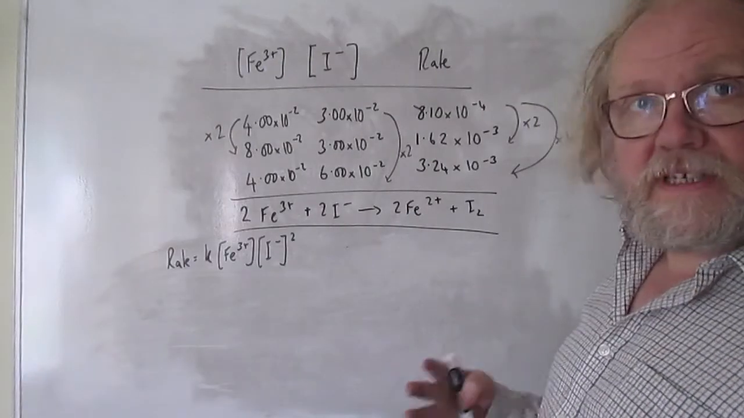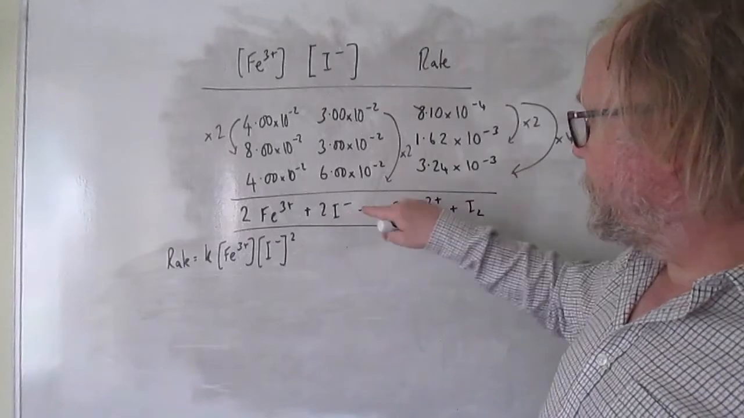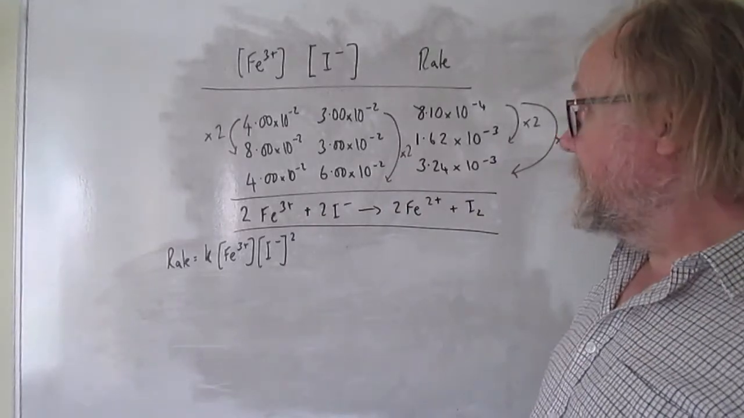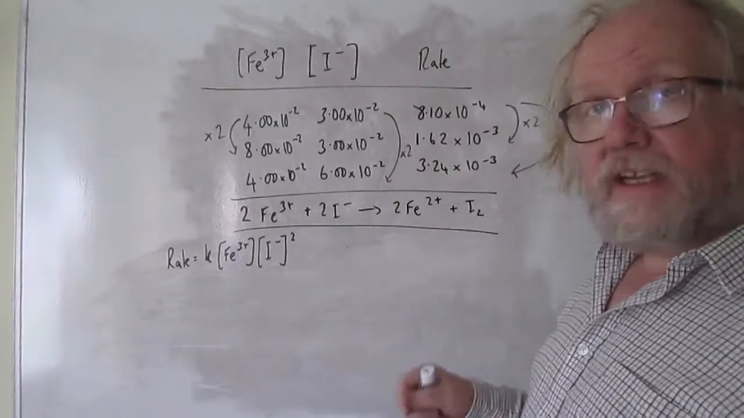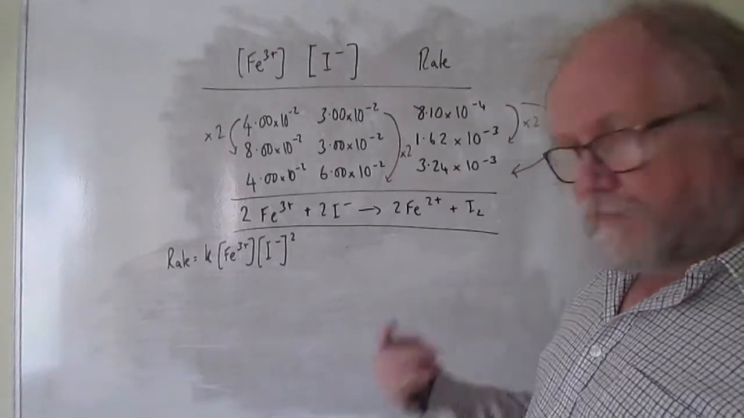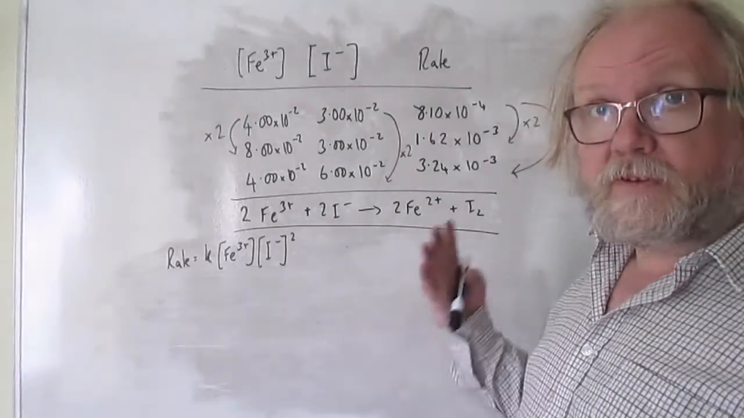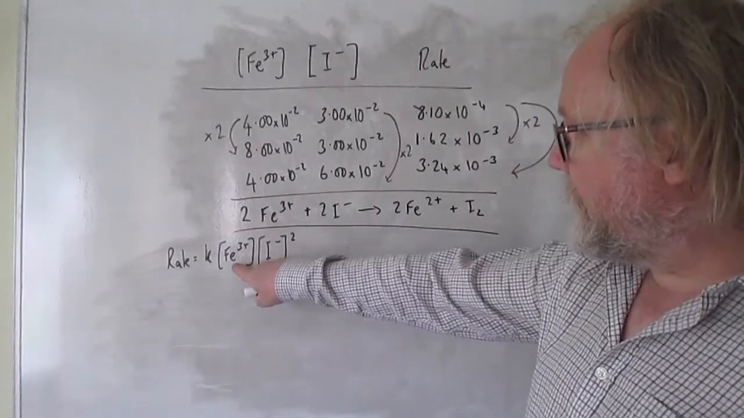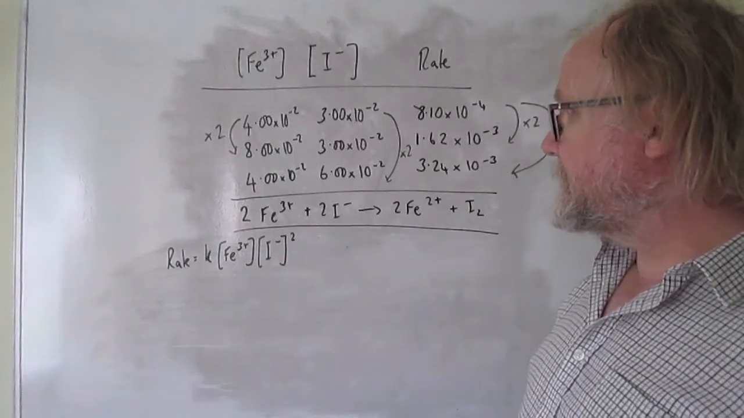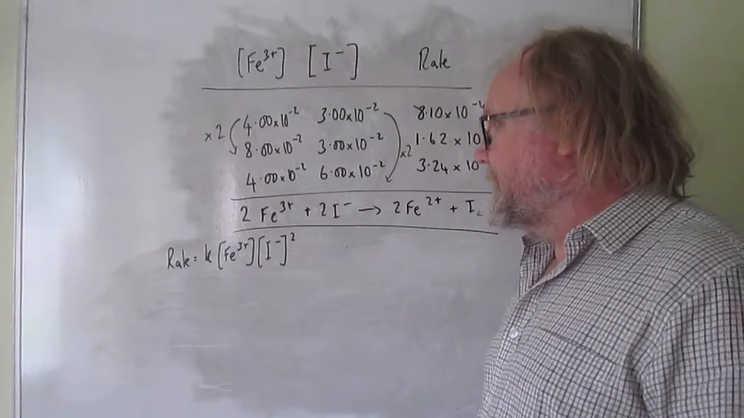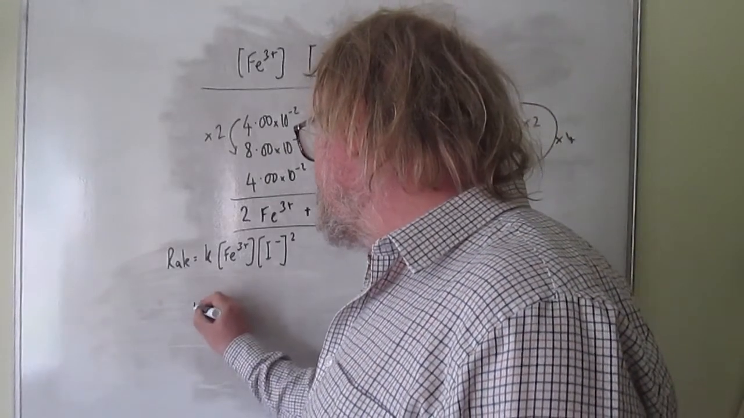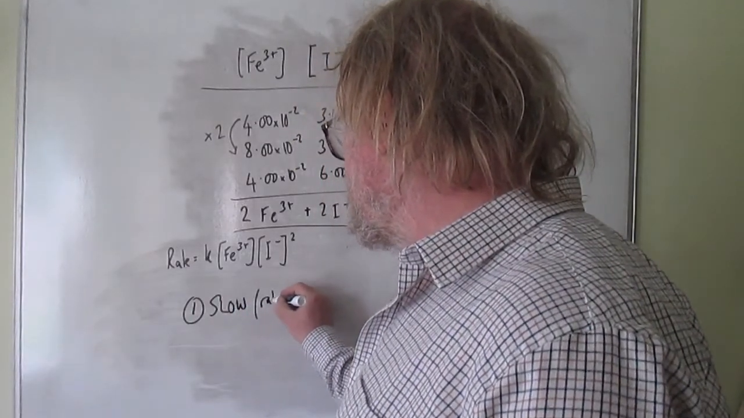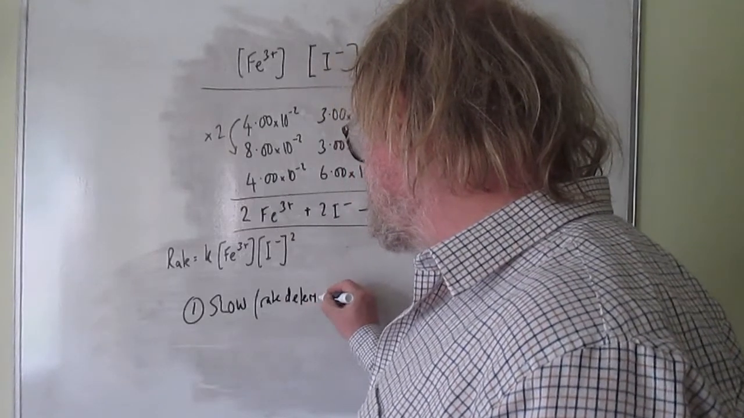Okay, so the point about the mechanism is that it has to be consistent with the reaction equation, so it's got to have overall 2 Fe3+ and 2 I- reacting, but it's also got to be consistent with the rate equation. And the golden rule there is that the order of reaction for each substance must equal the number of particles of that substance reacting in the rate determining step. So in other words, we have to have a rate determining step that has 1 Fe3+ only, but 2 I-. So when you're asked to propose a two-step mechanism, the simplest way to do that is to make step 1 the slow step. And if it's the slow step, it's the one that determines the rate. So make that explicit like this.